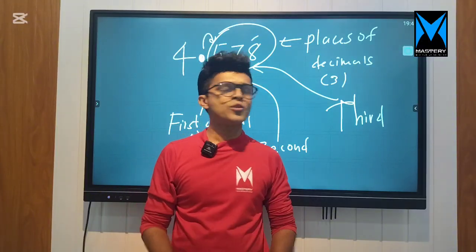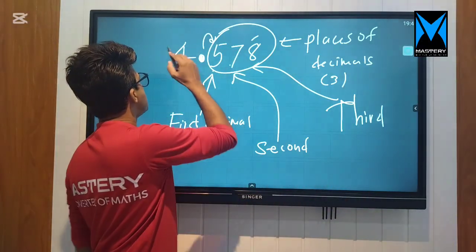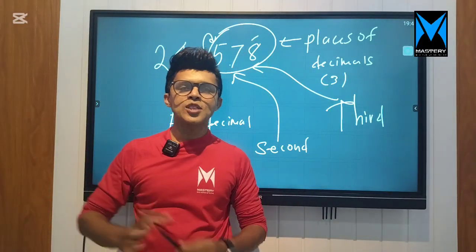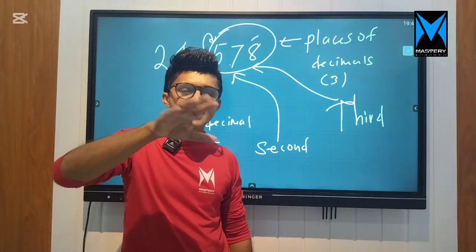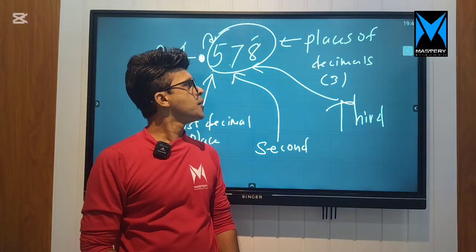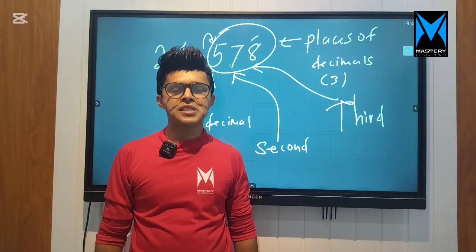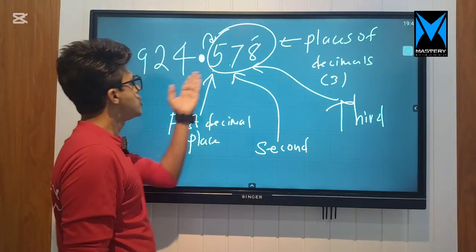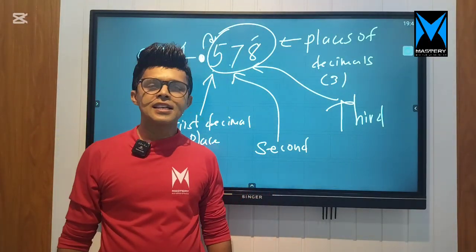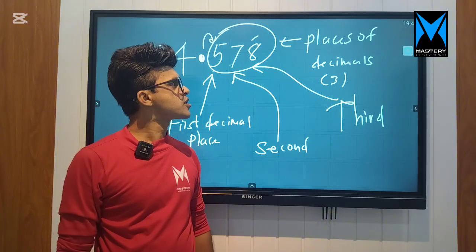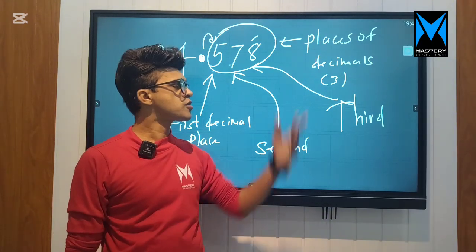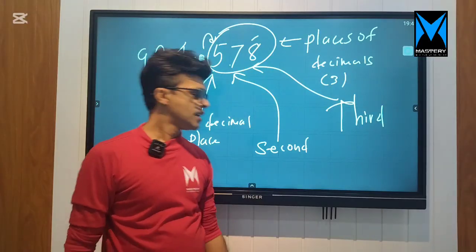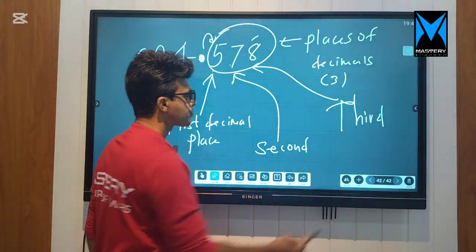Although I have written 24.578 here, it does not change the places of decimals in this question. If I write 924.578, it does not change the number of places of decimals. There are 3 places of decimals. You could see 3 digits: 1, 2, 3. You could think of this one.